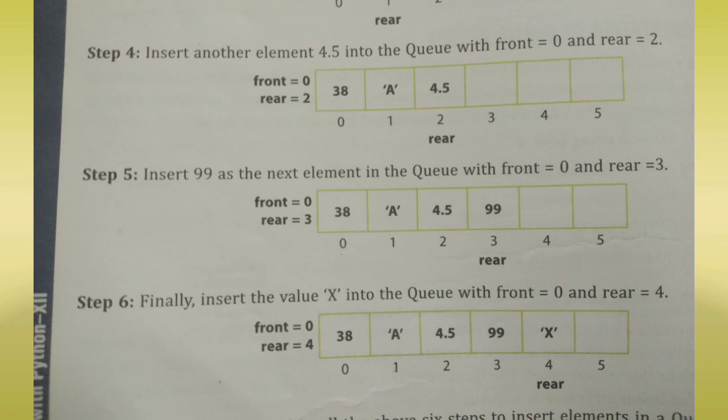Now the front value will remain as 0 and rear will be incremented by 1 more, and now the value of rear will be 4. Now 5 values are inserted into this queue. Insertion completed. Front value will remain as 0 and rear value will become 4.